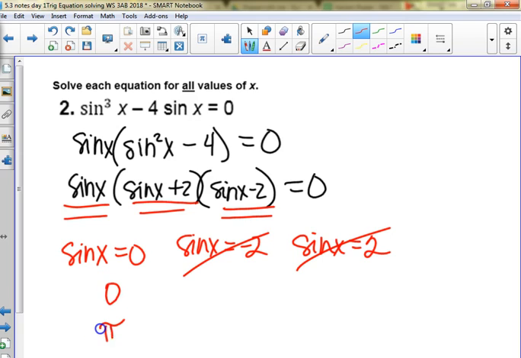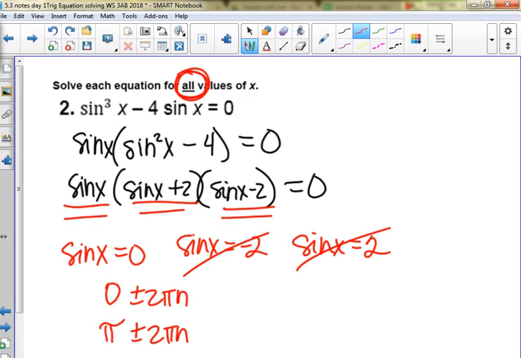0 and pi. You could call it 2 pi instead of 0 if you wanted this time, because what does it say up here? All solutions. So pick the ones off the unit circle, call them whatever you want, and then you're going to have to say what? Yes.